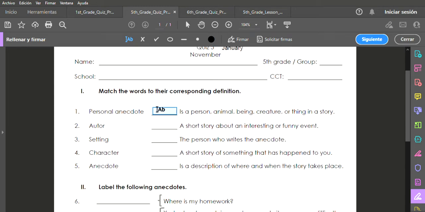The only thing you have to do is to pay attention to the translation so you can answer it on your own.